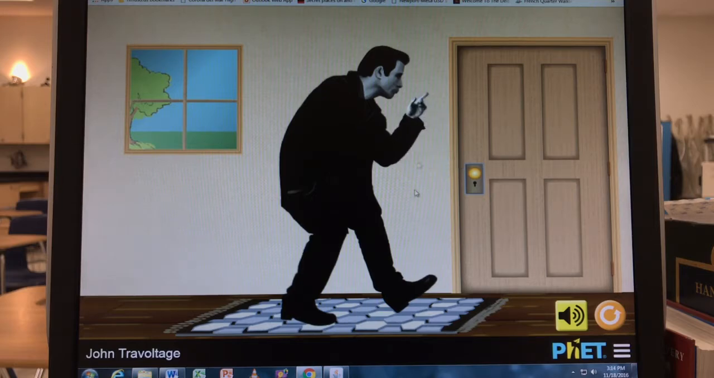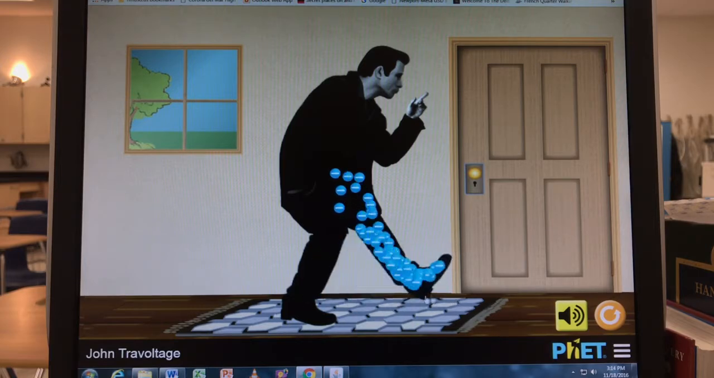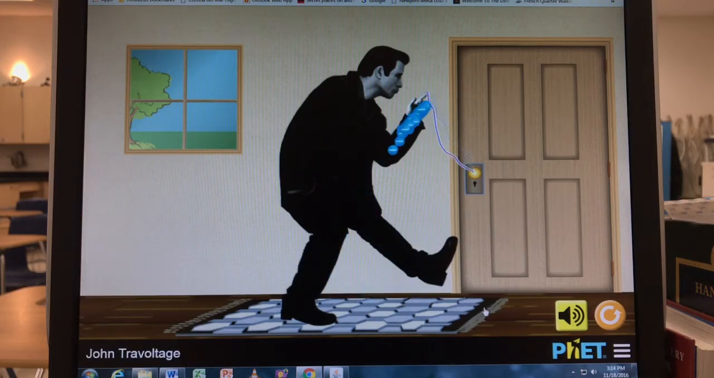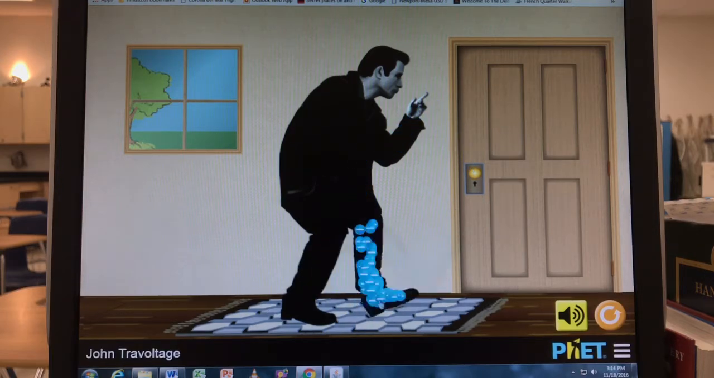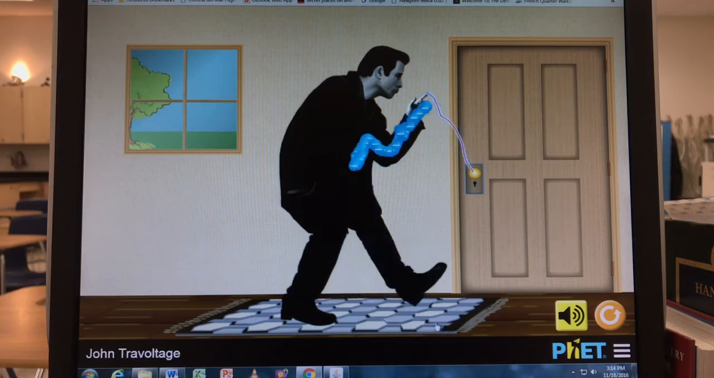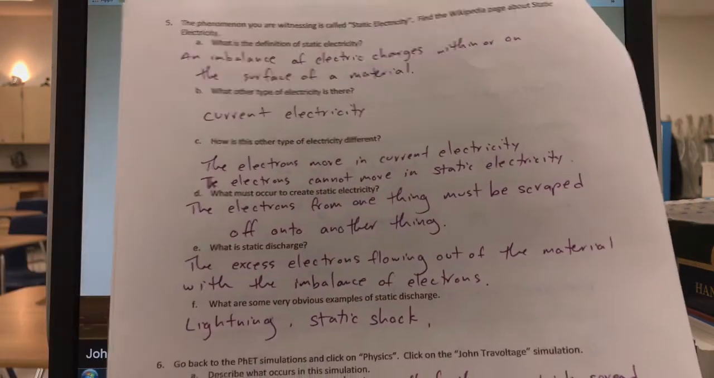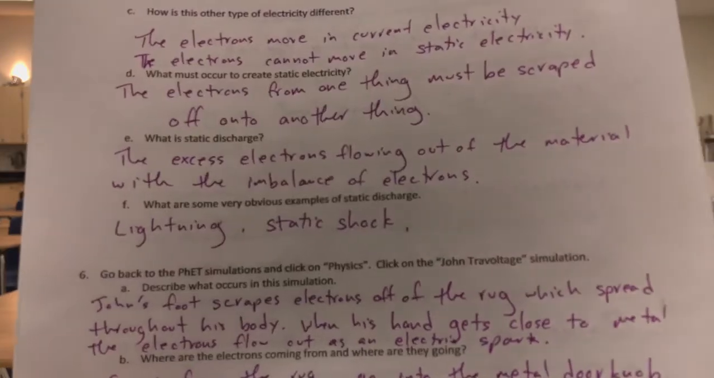So if you have his finger far away, his hand far away, we need a large number of electrons before it will actually flow out, right? A large number of electrons before it will actually flow out. There they go. And once that connection is established, then you can get it flowing a little bit easier. But anyway, so describe what happens in this PhET simulation.